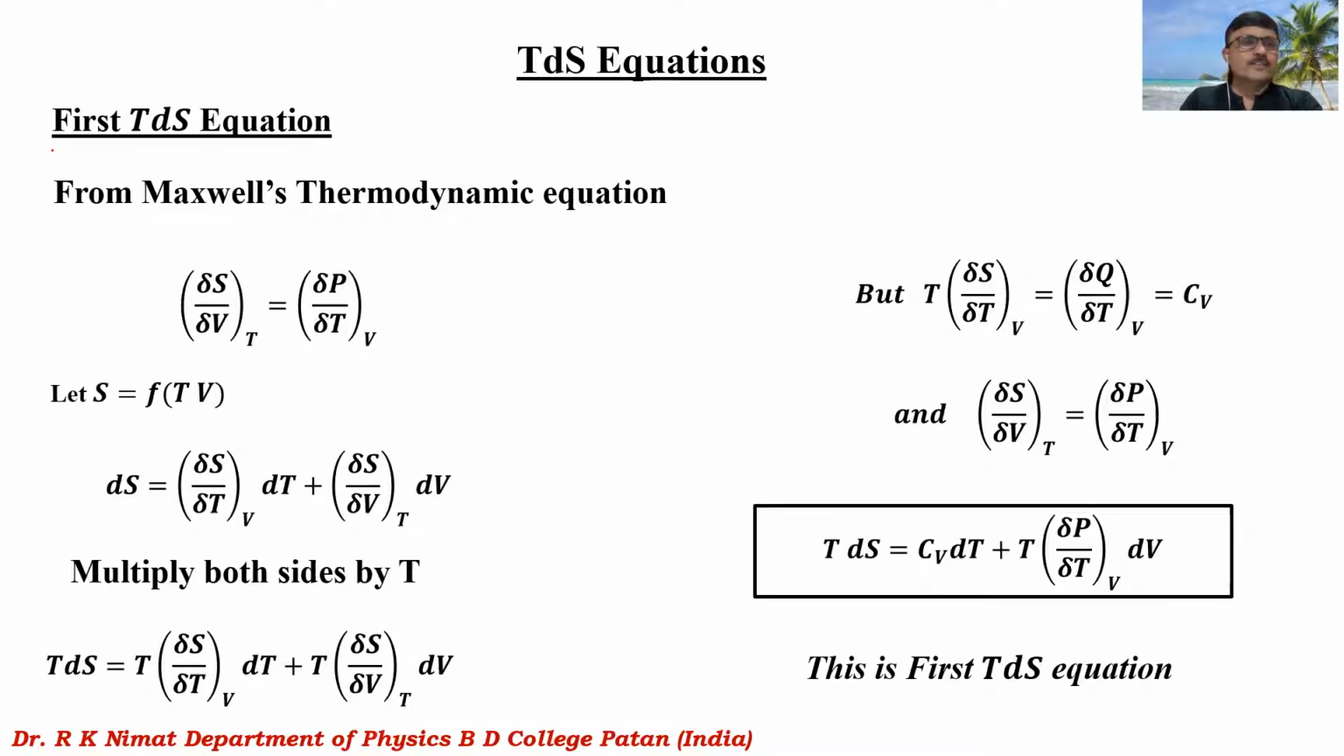Now the first TDS equation is derived from Maxwell's thermodynamic relation, and that Maxwell's thermodynamic relation is derived from a thermodynamic potential called Helmholtz free energy or Helmholtz function. Maxwell's thermodynamic relation is delta S by delta V at constant T is equal to delta P by delta T at constant V.